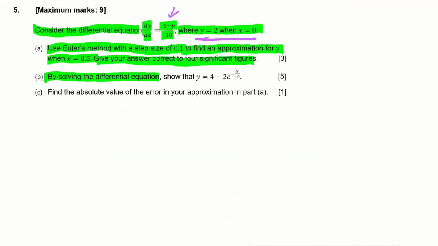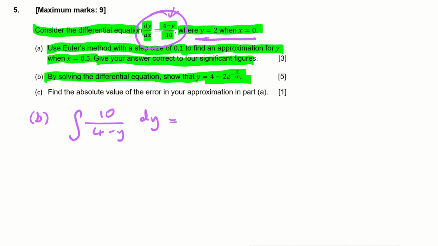By solving the differential equation, show that y equals 4 take away 2e to the negative x on 10. So this is a separable equation. We can write that as the integral of 10 over (4 − y) dy, and that will be equal to the integral of 1 dx. So that gives me negative 10, that's because of the reverse chain. When we differentiate 4 minus y, we get negative 1. Ln mod (4 − y) is equal to x plus a constant.